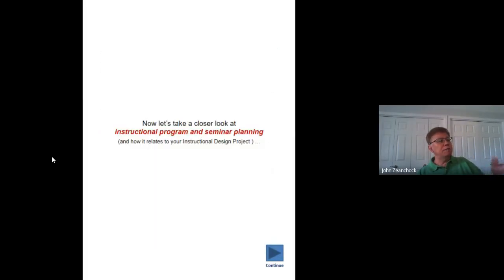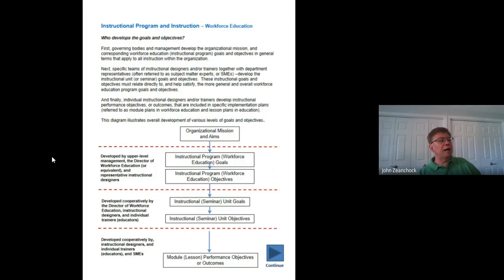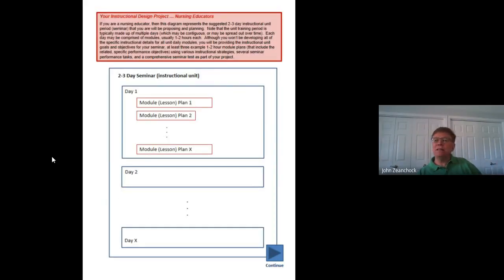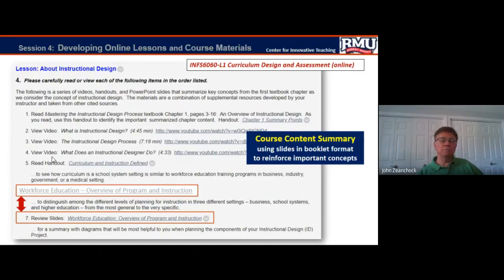So it says, now taking a look at the instructional program and seminar planning, how this is going to relate directly to your instructional design project. Notice the diagrams and the use of some text and highlighted text and so on that they can go through. And segmenting out the different levels of planning that they have to go through for their ID project, and which ones they have to concentrate on for the project, and what each one of their daily modules will look like, their lesson plans will look like, and then maybe some effective things that they can point to.